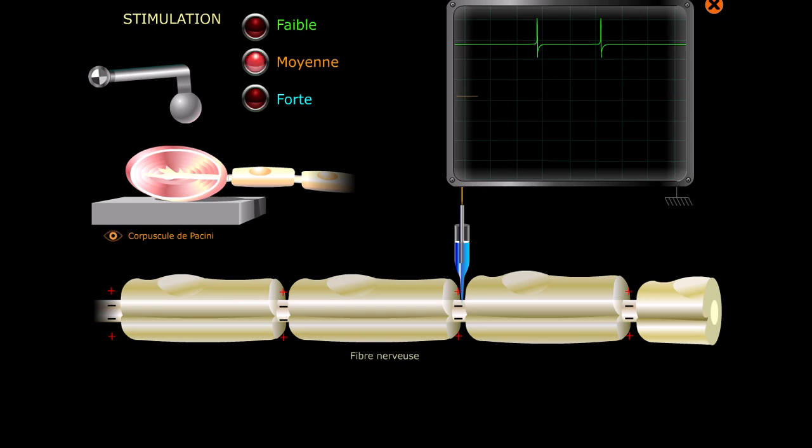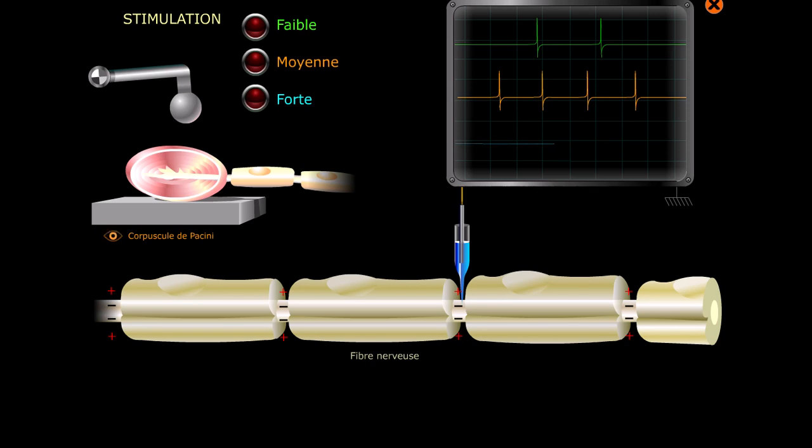So let's take a medium pressure here. Moyen means medium. You notice that the deformation is stronger now, and what do we see here? Did the action potential amplitude change? Of course not, because again this is a nerve fiber. But what did change is the number of the waves recorded. So now we see double the amount, double the frequency. 2 action potentials at first, now they are 4 action potentials.